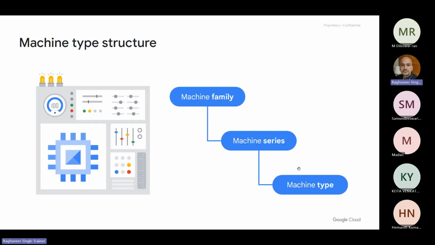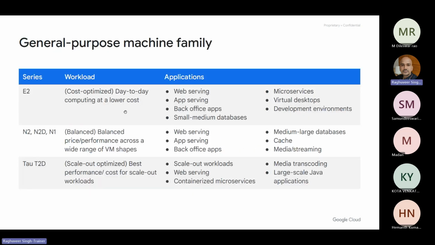Then comes machine family. So we talked about three things: family, series, and type. If you want to see family, you can see here in general purpose, we have the E2 series. Inside E2, we will have types. Types means configurations. We can use it for cost optimized workloads, day-to-day computing at lower cost. We can use it for web serving, application services, back office, small to medium databases also. And you can run microservices, virtual desktops, development environments. Then you have balanced, which has a balanced ratio, N2D, scale out optimized Tau, T2D. These are all general purpose virtual machines. It shows you the use cases also.